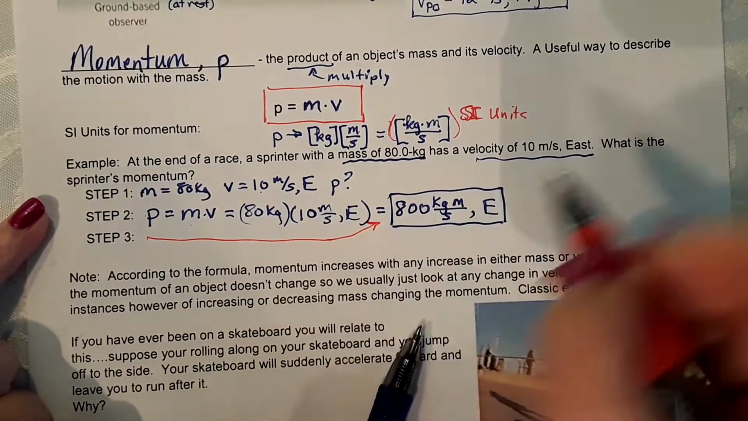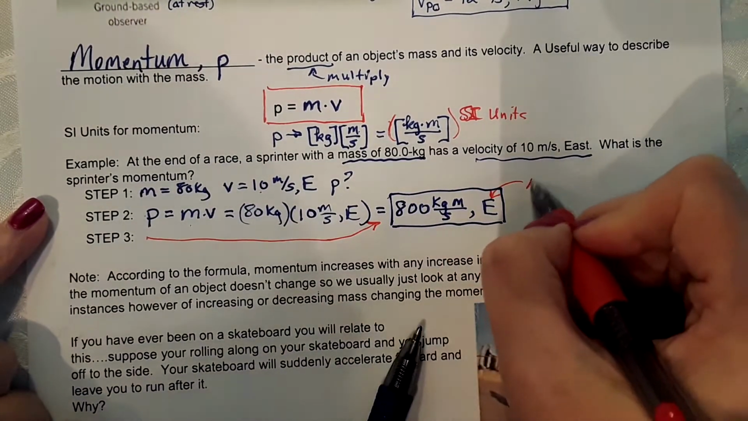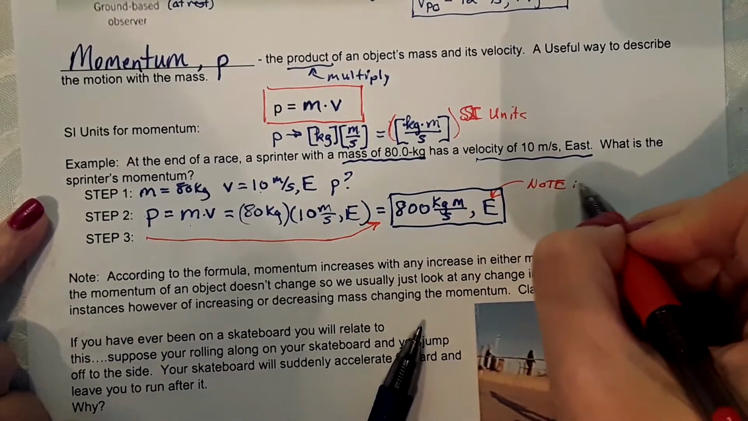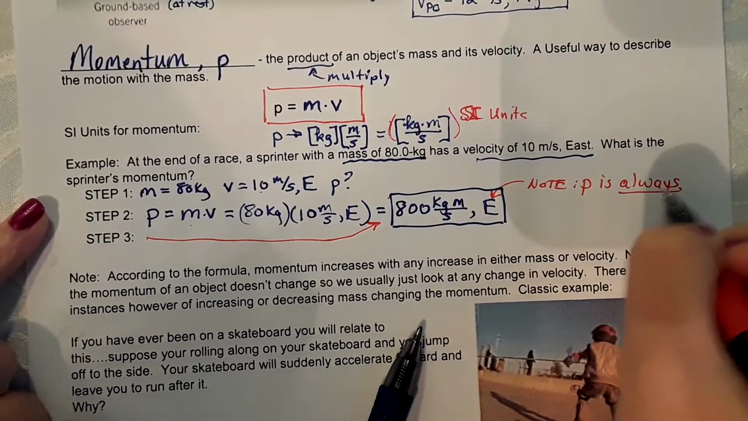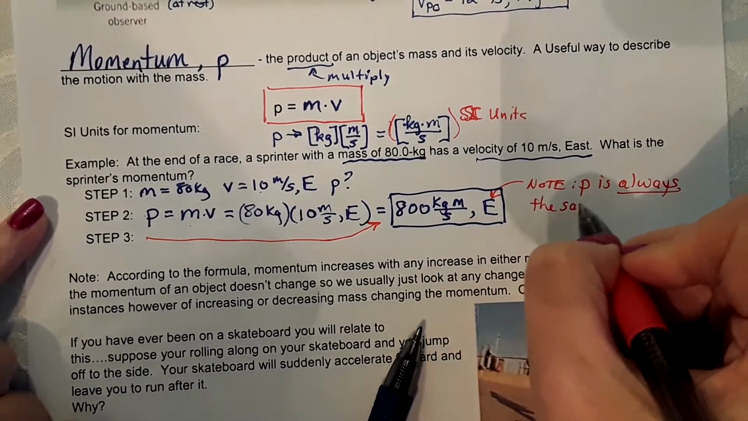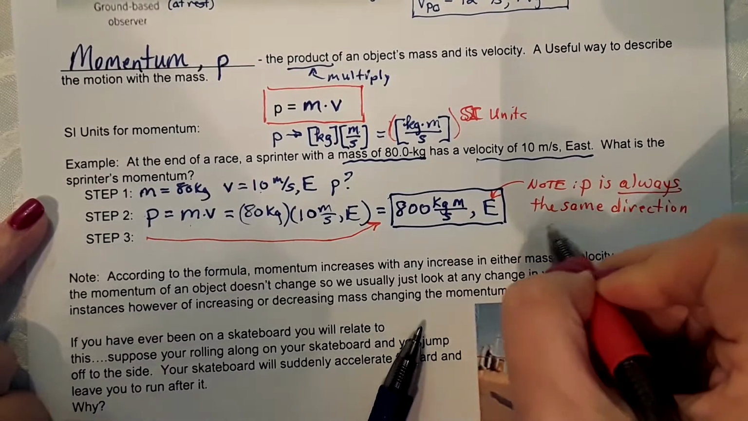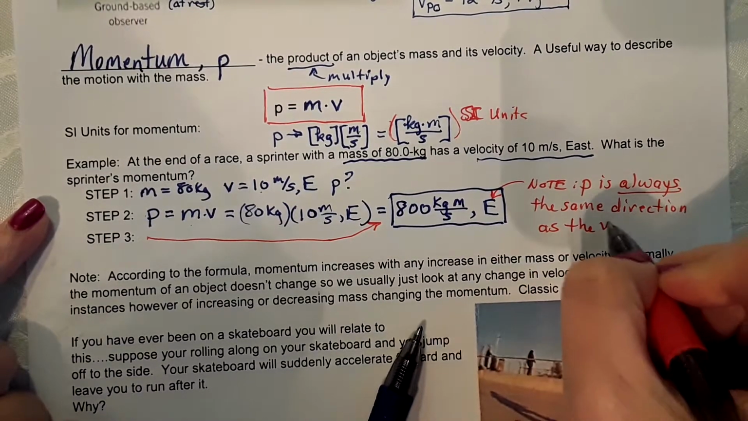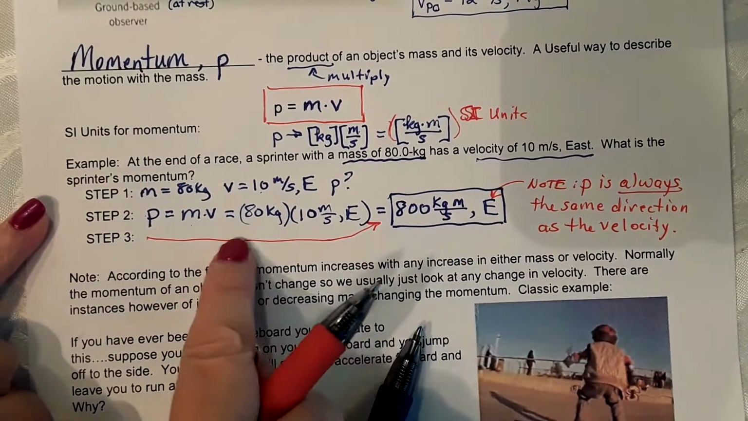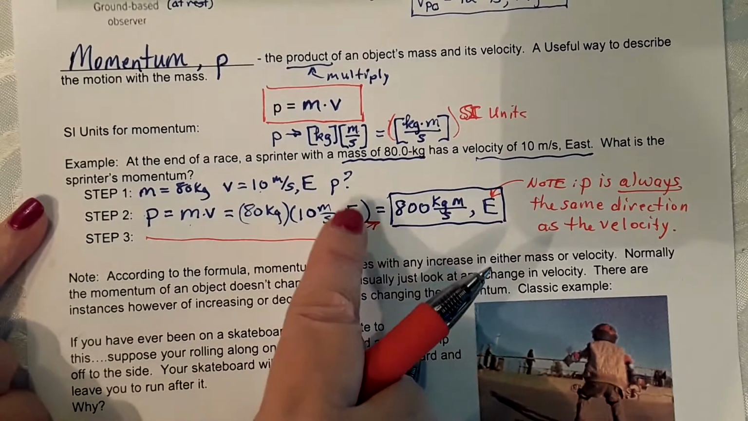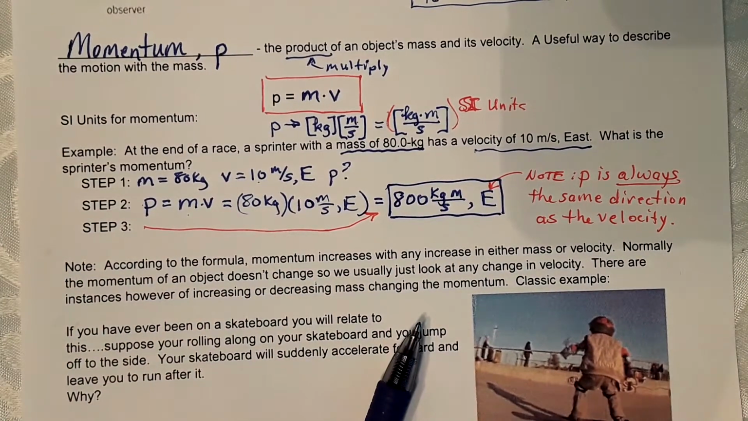In fact, it is important to note that the momentum is always the same direction as the velocity. Has to be, because when you say mass times velocity, the velocity gives the momentum its direction.